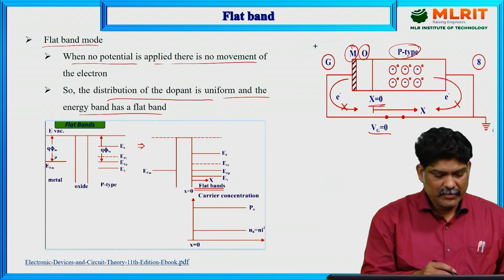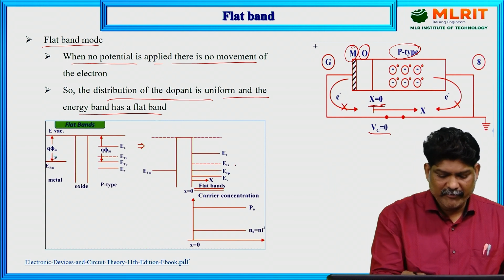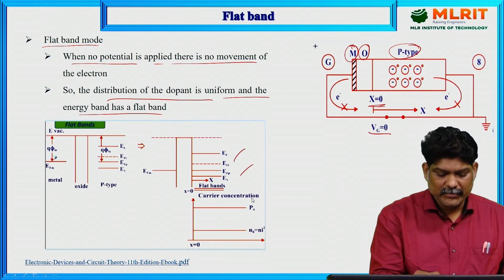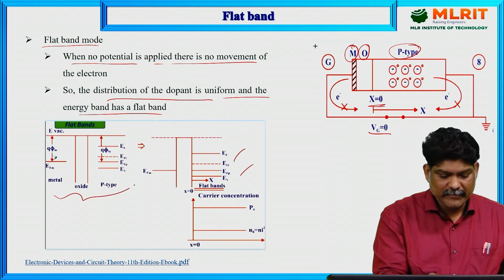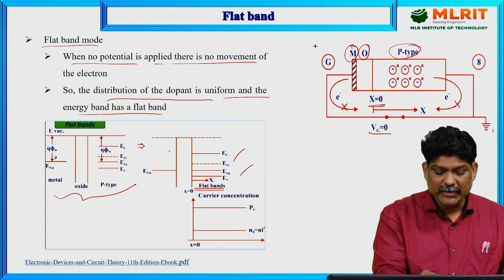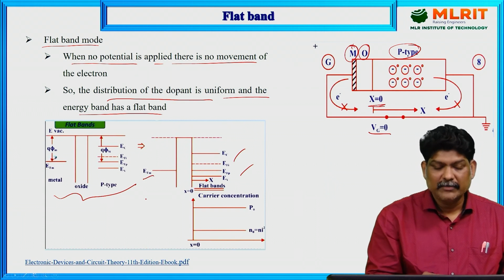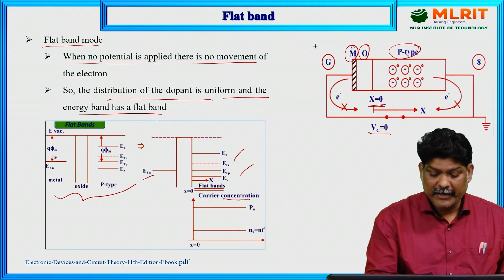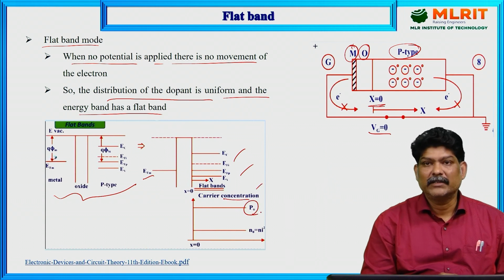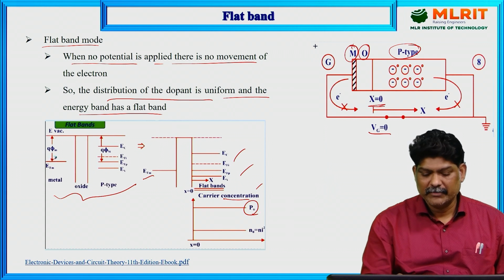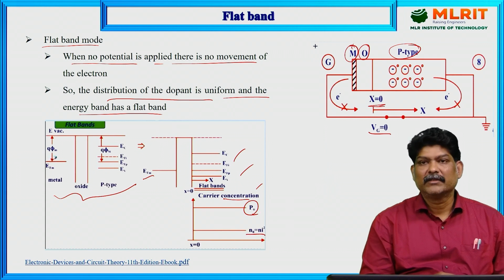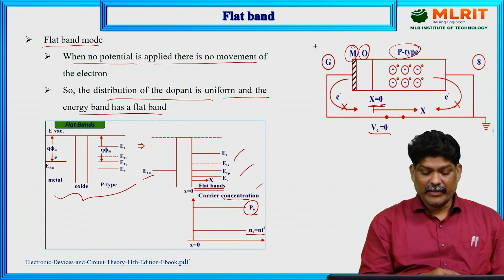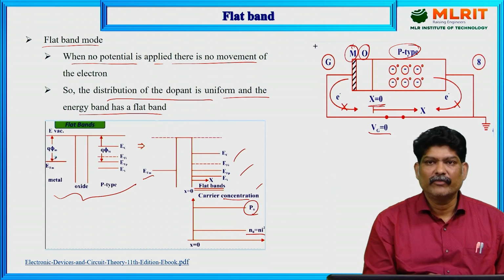The distribution is uniform, and hence the energy band diagram also has a flat band. You can observe here, these are the flat bands, this is the initial case, flat band. Now you can observe the energy band diagram and the carrier concentration. This is holes at the equilibrium condition, and this is electrons, n0 equals ni square. All are uniformly distributed.